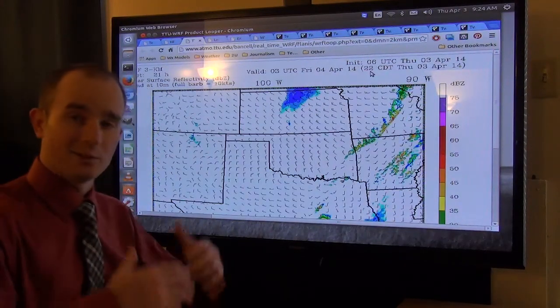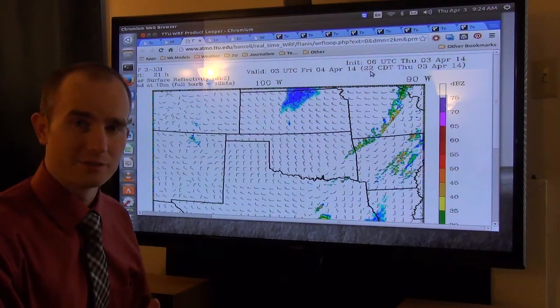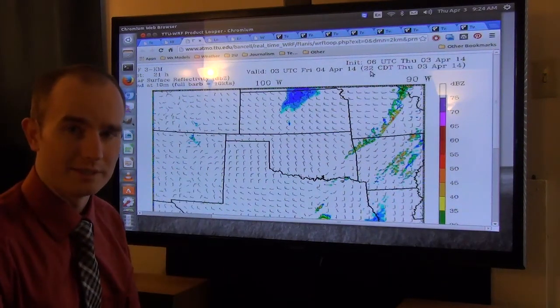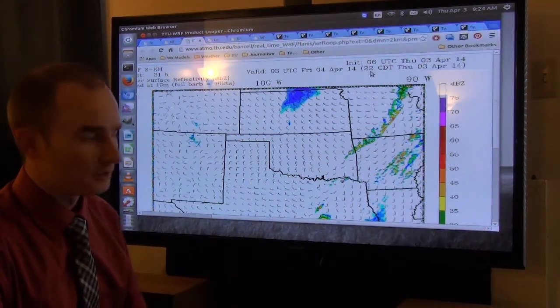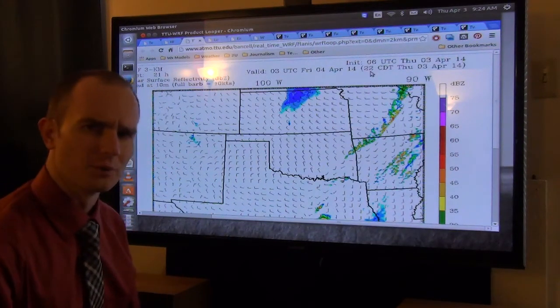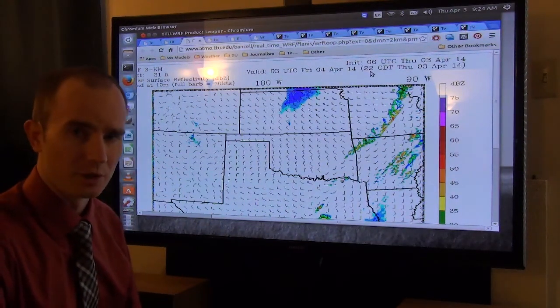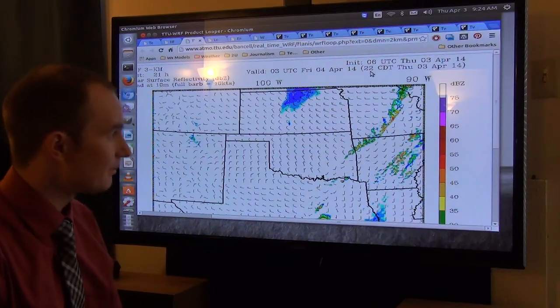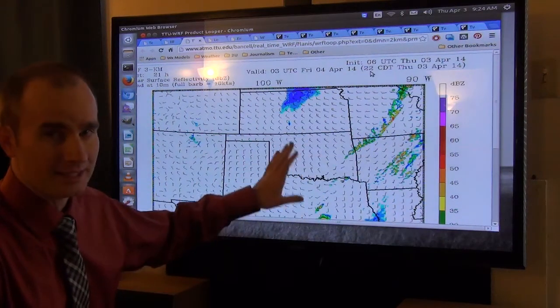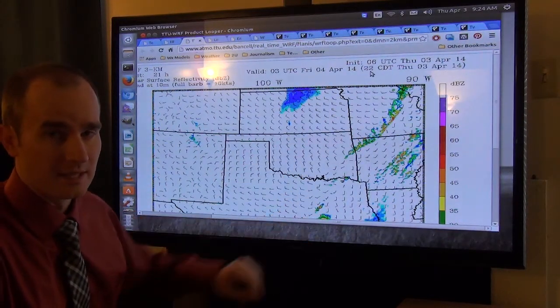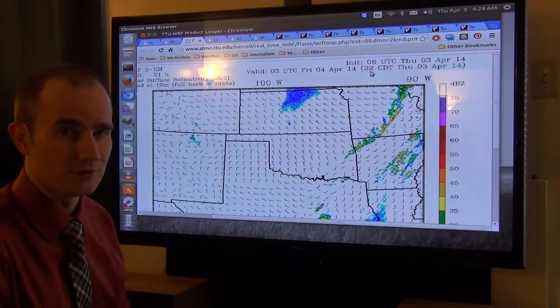So again, what we like to do is give you some background information about what we're looking at and why we decide to issue our graphics that say, hey, this is where we're looking at severe weather, and this is where we're not. I hope you enjoyed this breakdown. And remember, if you're living in parts of Arkansas, Missouri, extreme eastern Oklahoma, Texas, and northern Louisiana, heads up for severe weather today.